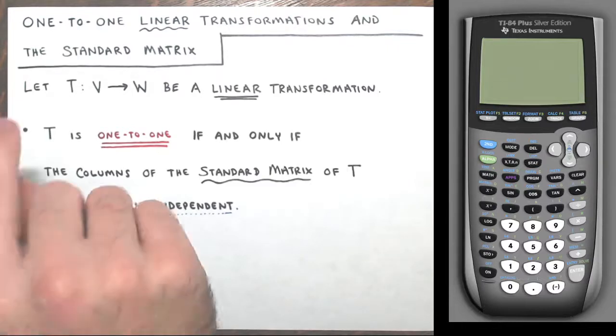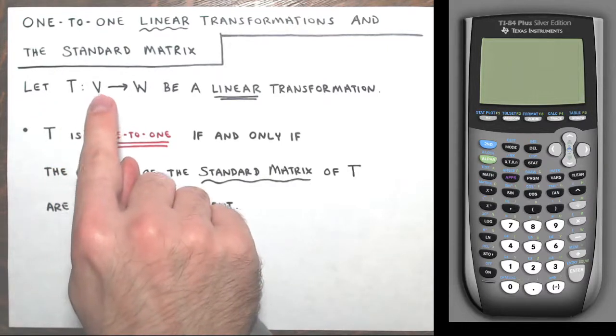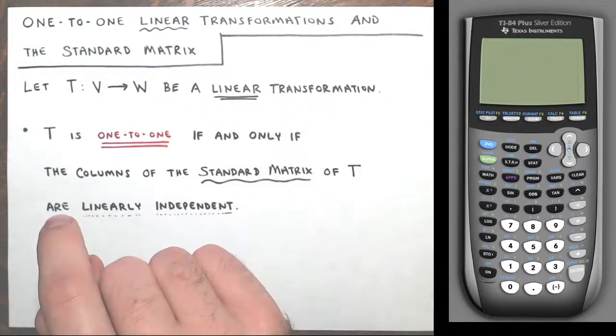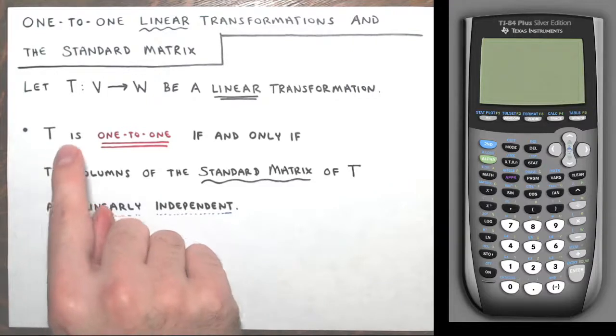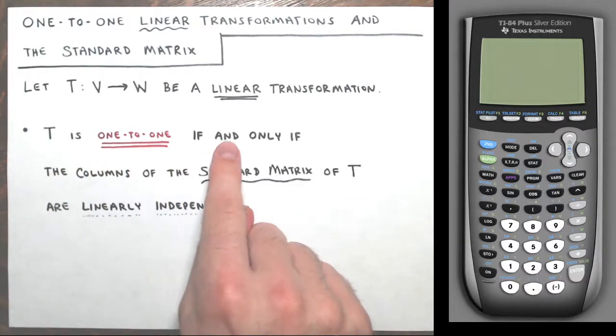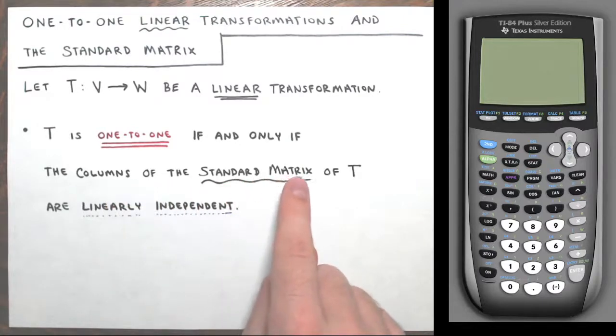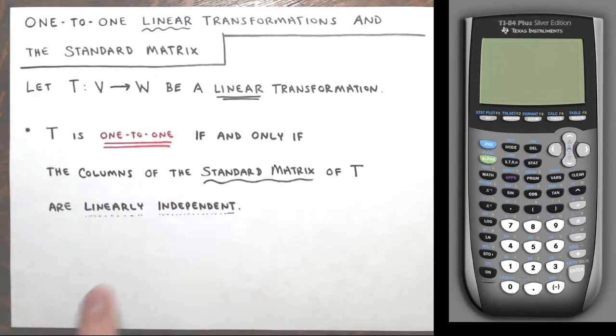All right. So suppose T from vector space V to vector space W is a linear transformation. T is 1-to-1 if and only if the columns of the standard matrix of T are linearly independent. So what we're going to do in the next several examples is go over examples of transformations we've already seen.